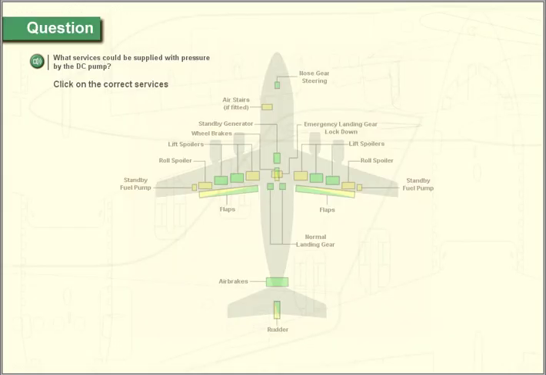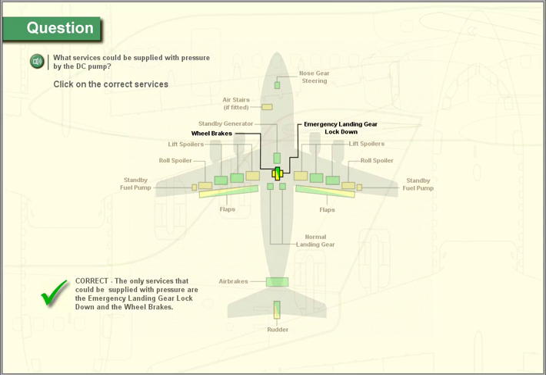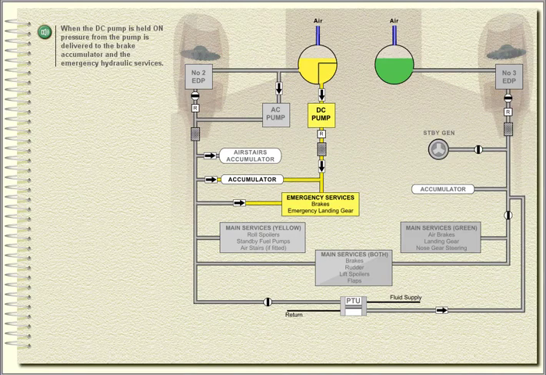What services could be supplied with pressure by the DC pump? Click on the correct services. When the DC pump is held on, pressure from the pump is delivered to the brake accumulator and the emergency hydraulic services.